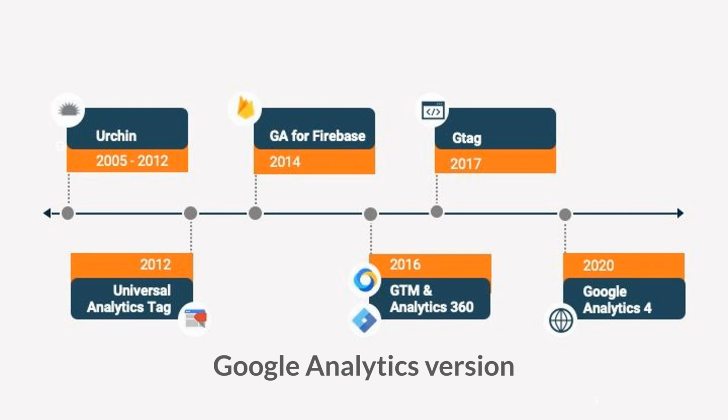Google launched the service in November 2005 after acquiring Urchin. In our work we use Google Analytics Universal Analytics, which is currently the most used version in the world. In 2020, a version of Google Analytics 4 was released, which works without cookies and uses machine learning and statistical modeling.